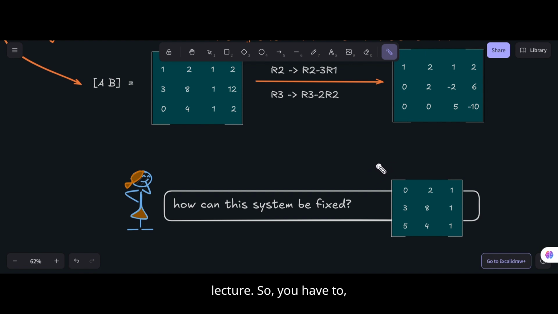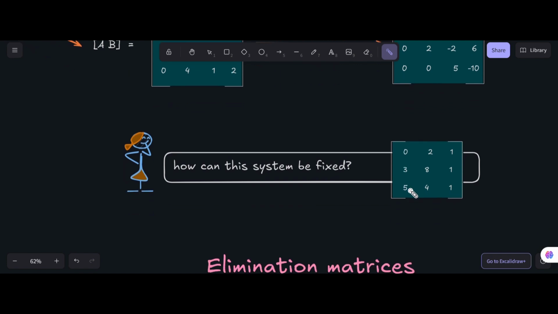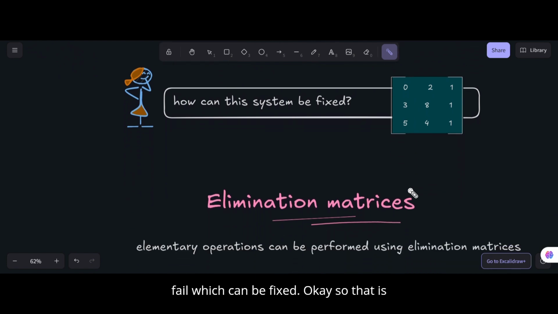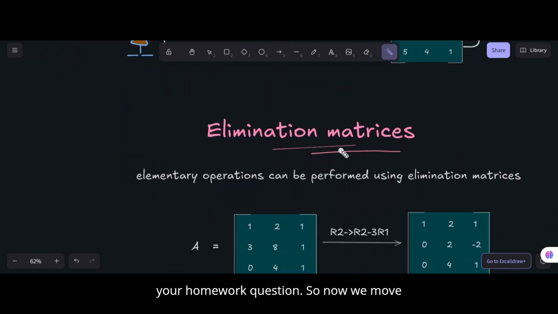So you have to think a little before coming, about how the system can be resolved. Why is it a failure? Because our first entry is 0, so you can't make the entries below it as 0. So it's basically a temporary failure which can be fixed. Okay, so that is your homework question.